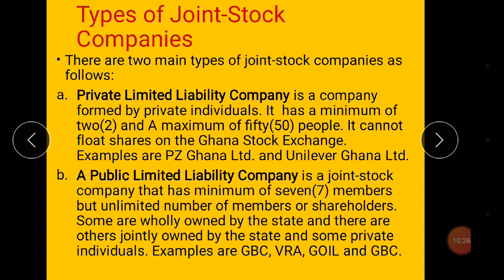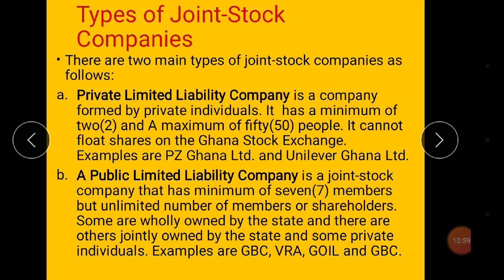And examples of private limited liability companies are PZ Ghana Limited, popularly known as PZ Cousins. They produce a wide range of products from drugs like Zeus and the rest to detergents and then other sanitary products. And then we also have Unilever Ghana Limited. It's also a private limited liability company.